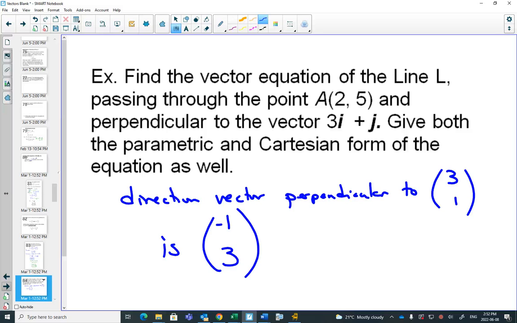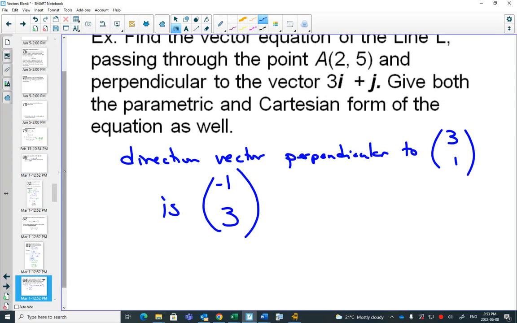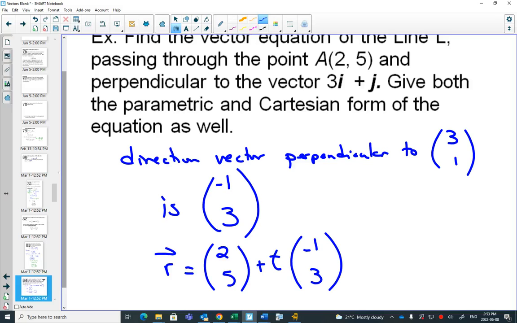Now that I put the negative with the 1, can you see that your dot product would be 0? Dot product means multiply corresponding points. Negative 1 times 3, 3 times 1, add them up, you would get 0. So now we have our direction vector. And the equation of your line is always a starting point, which we're told is (2, 5), plus some multiple of your direction vector, (-1, 3).